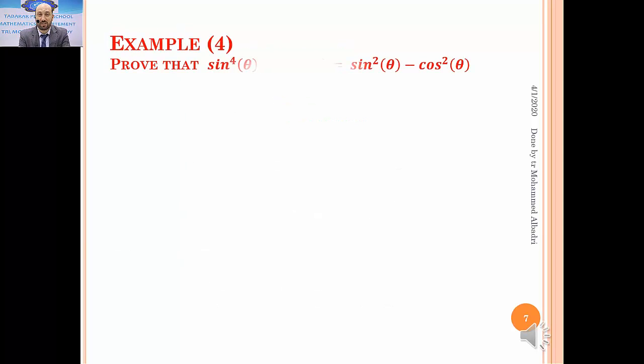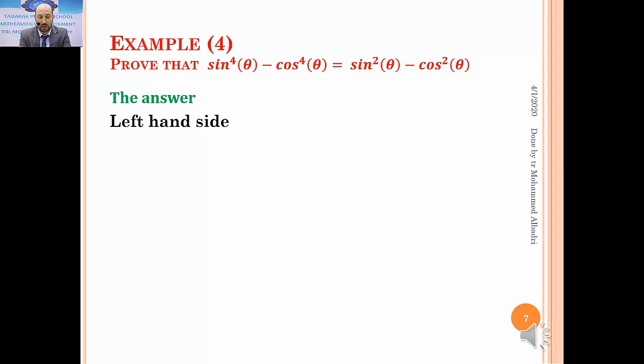And now for the next example, how could we prove that sine power 4 theta minus cosine power 4 theta equals sine squared theta minus cosine squared theta? We have the left hand side here. How could we prove the identity? We have even powers, and between them is minus, so here we have a difference of two squares.